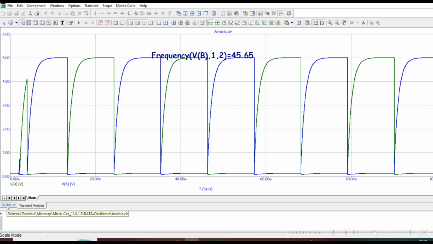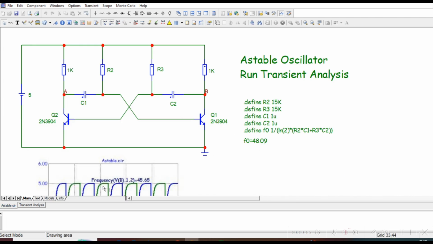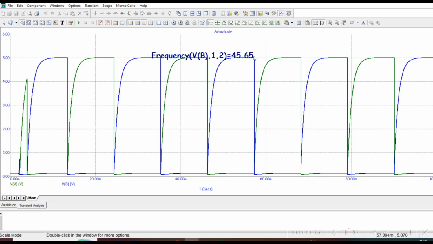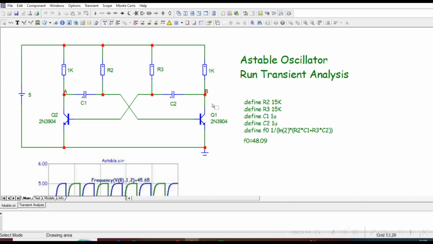Conclusion. And there you have it, an explanation of the Astable multivibrator using 2 transistors. This circuit is a great starting point for understanding oscillators and timing circuits.